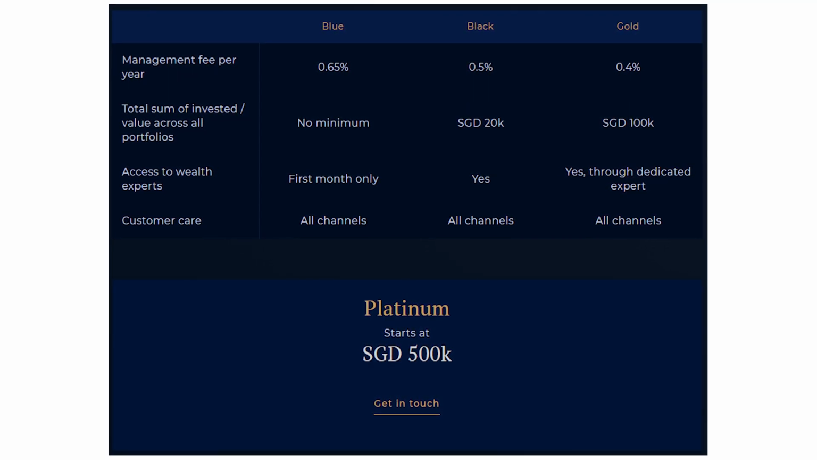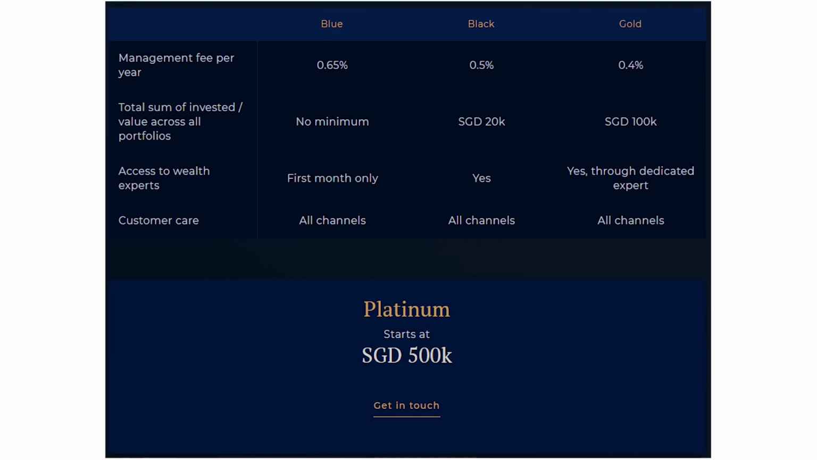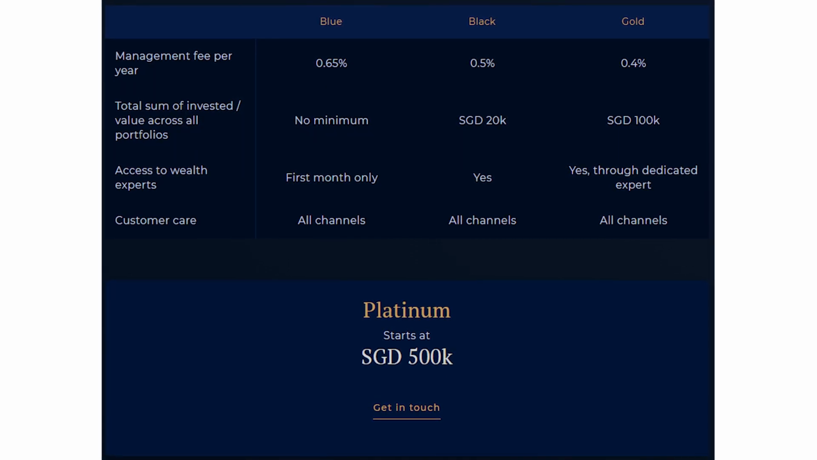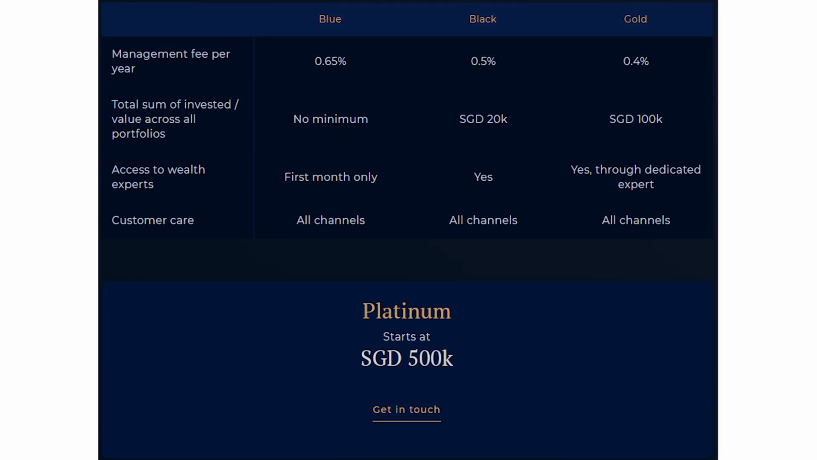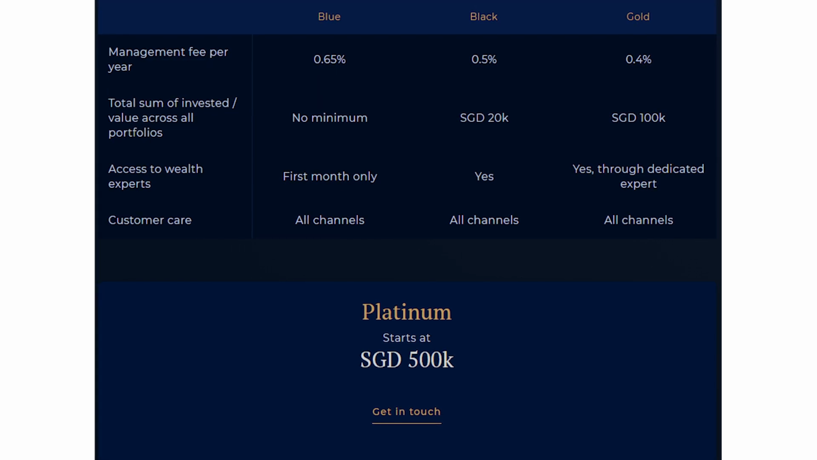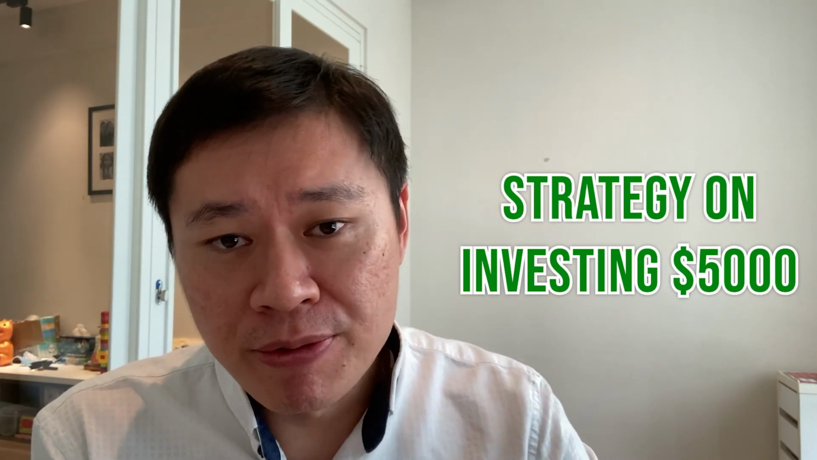And gold, of course, is anything above 100,000. So again, find an amount that fits you. But if you are looking for a small amount, then the next section is something that you might find really interesting. So this section, strategy on how you can invest $5,000, or if you have 10,000, just simply double the numbers that I'll be presenting to you.